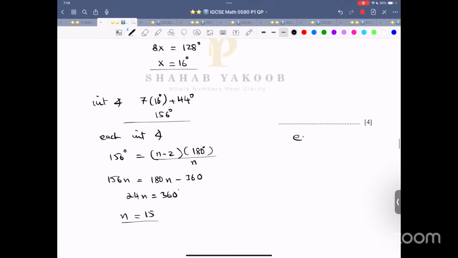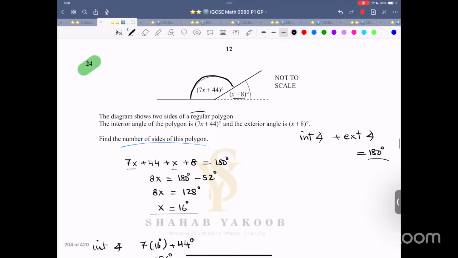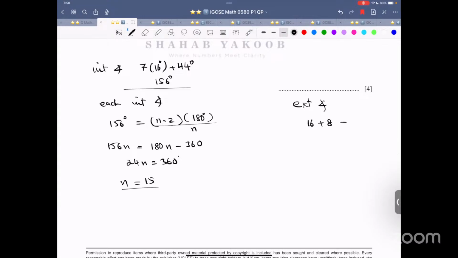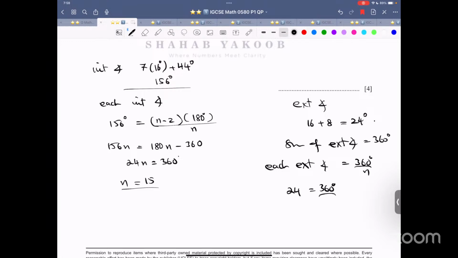If we talk about exterior angle, how much is the exterior angle? That is x plus 8. So 16 plus 8 is 24 degrees. The sum of exterior angles is 360 degrees. Therefore, each exterior angle is equals to 360 over n. So 24 is 360 over n, the same thing as this. N comes out to be 15.